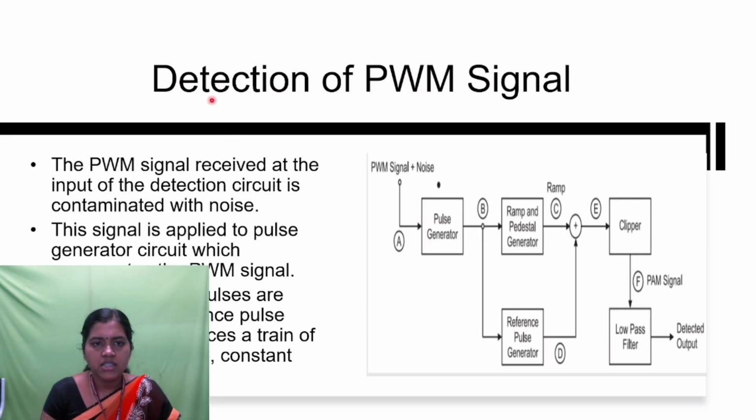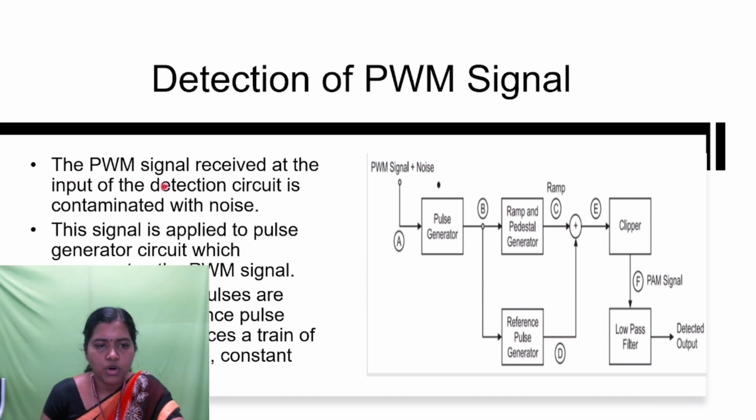So the next part is how you should detect the original signal. So detection of pulse width modulated signal. In the pulse width modulation detection part you should have a pulse generator, then a ramp generator, a reference pulse generator, a clipper and a low pass filter. Okay, so let me see one by one.